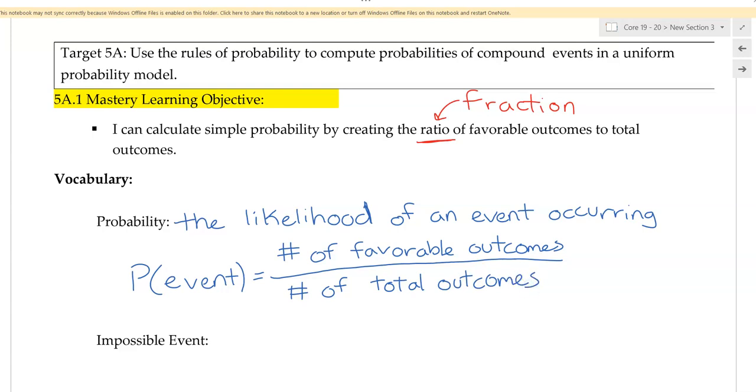Okay, and favorable outcomes is kind of a weird term because it might not just be good things. It's just whatever you want in that moment. I can say the probability of wearing blue socks. Then my favorable outcomes would be all my pairs of blue socks, where my total number of outcomes would be all the socks I own, whether they're blue or not. So that word favorable is just really what the question is asking about.